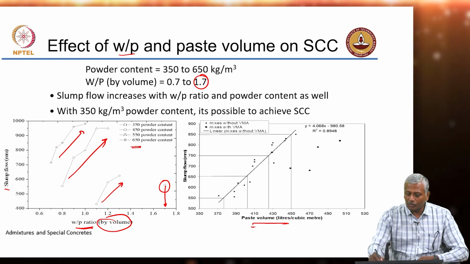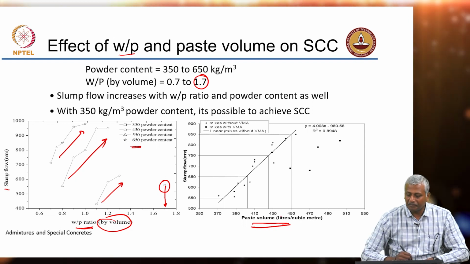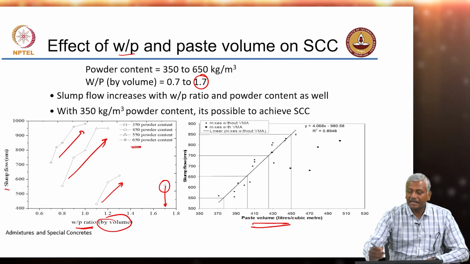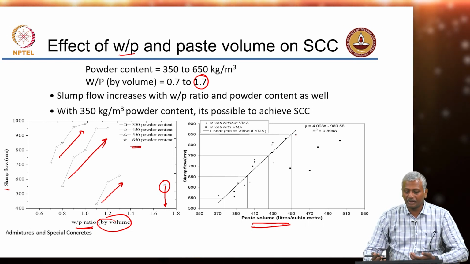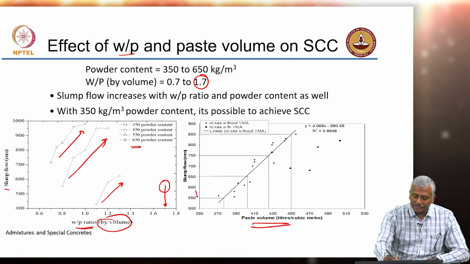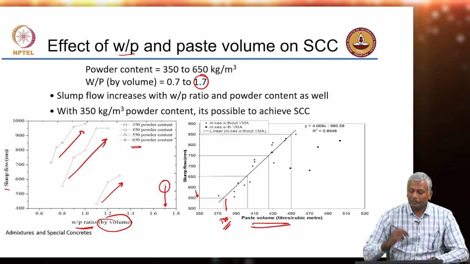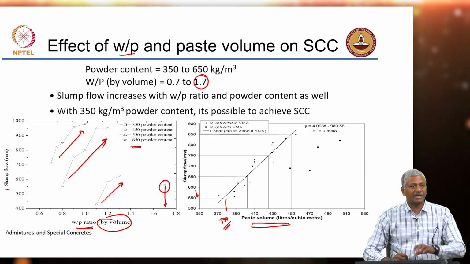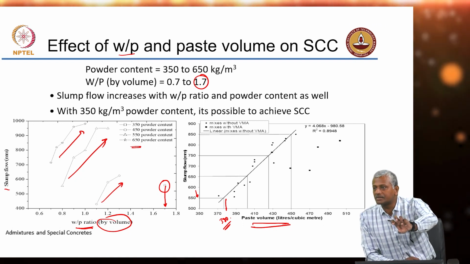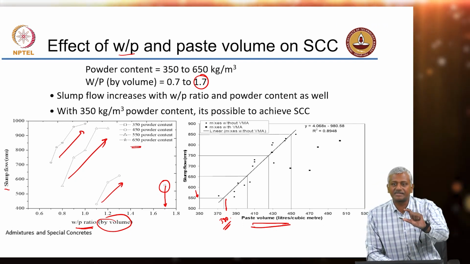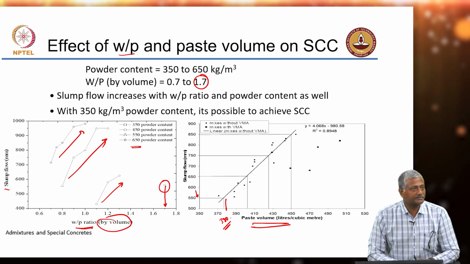Now, this is what I was talking about, excess paste. Okay. So, if you look at this slump flow versus paste volume, as the paste volume increases, you are expecting a higher slump flow to happen. Okay. Now, where is this 550 achieved? At around 380 paste volume. So, for an aggregate combination that gives you the best packing at a 320 liters void volume, you need at least 60 liters of excess paste to achieve self-compactability.